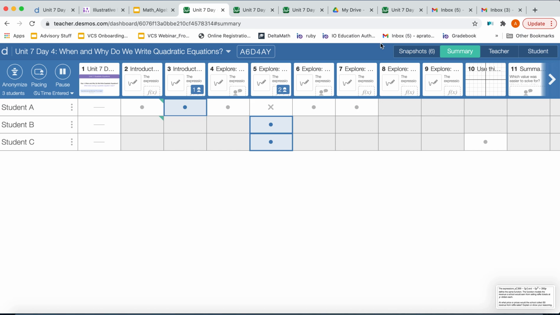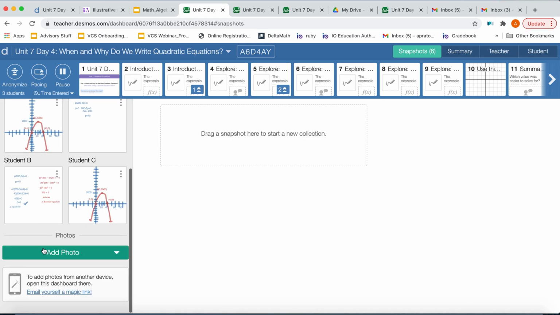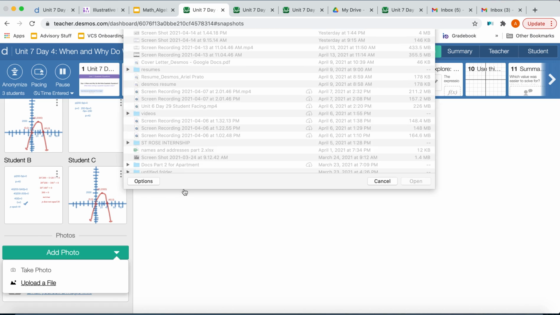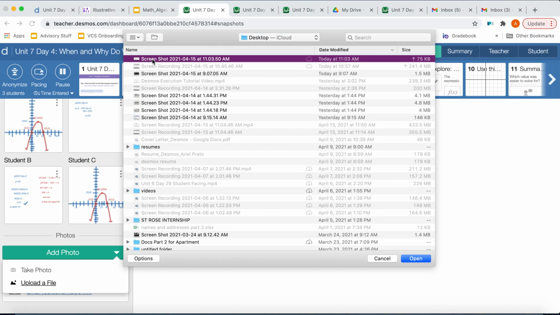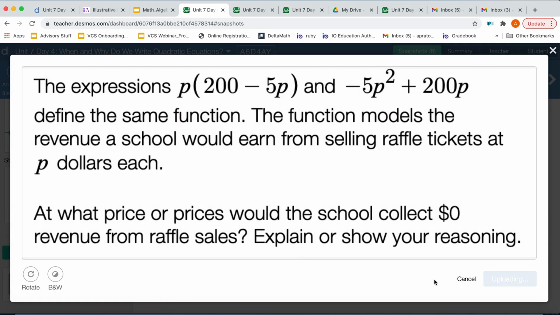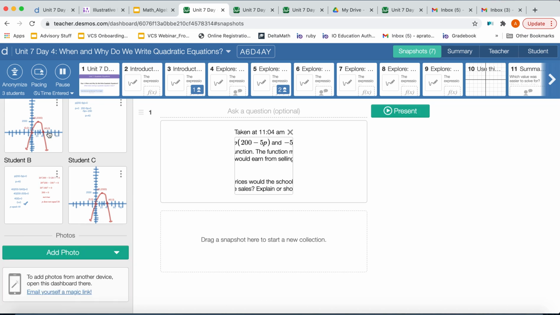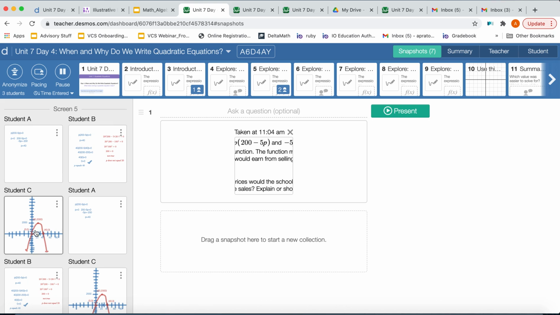Okay. If I go to snapshots, I have all the snapshots here of the student's work, student A, B, and C, and I'm just going to add the photo I just took. So I have that question in there as well. So I can add snapshot. I'm going to add the question there, and then I'm going to add student C's work.